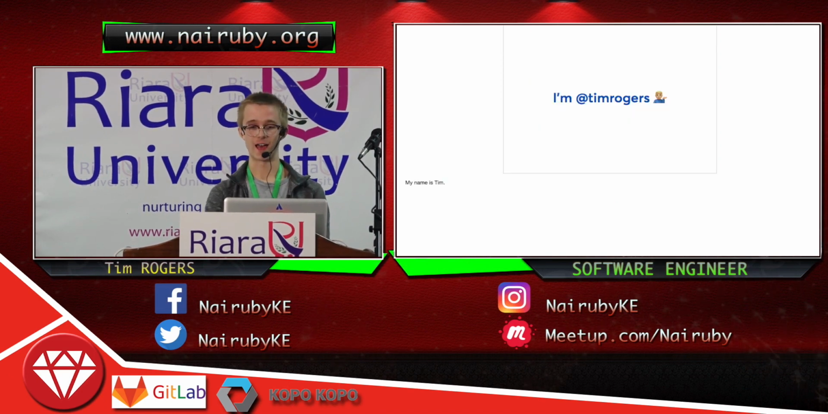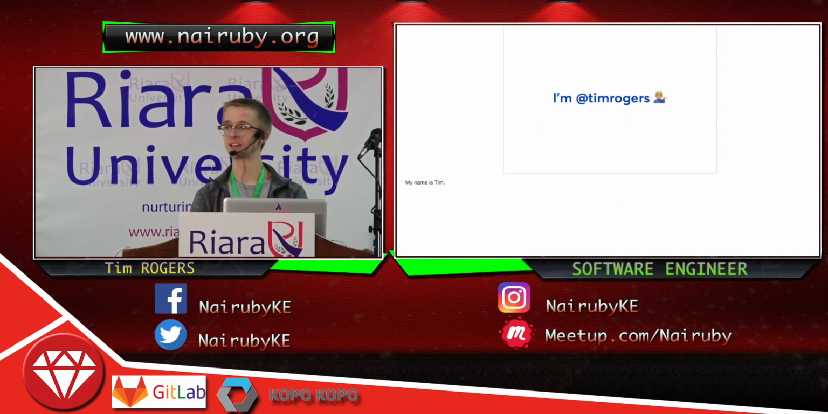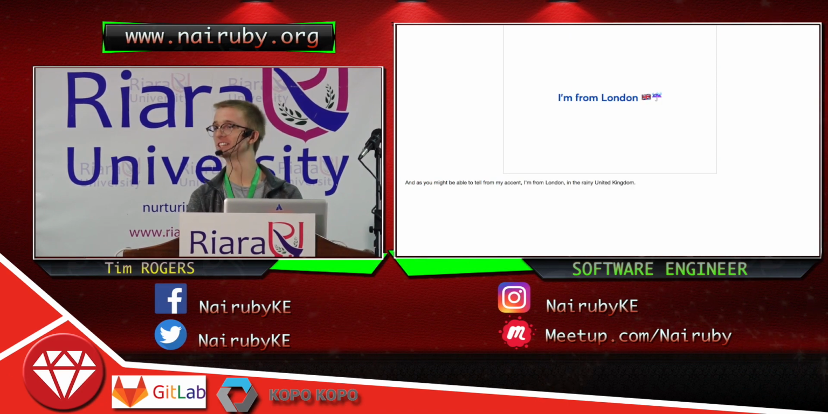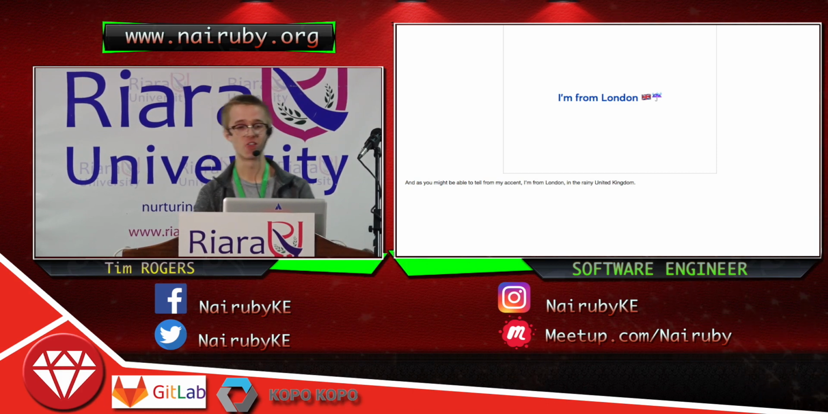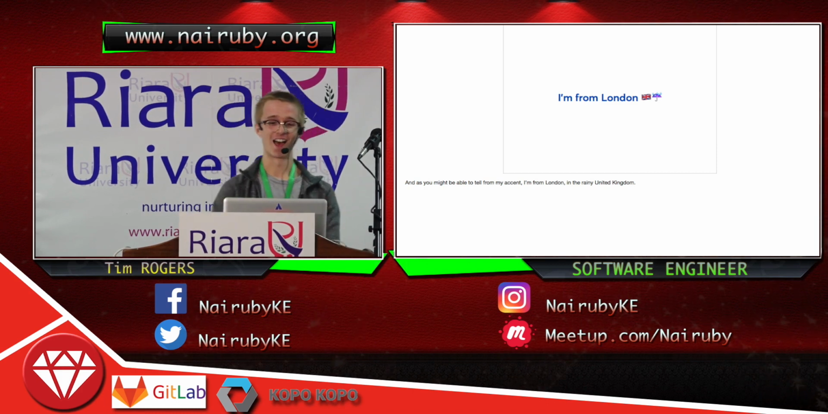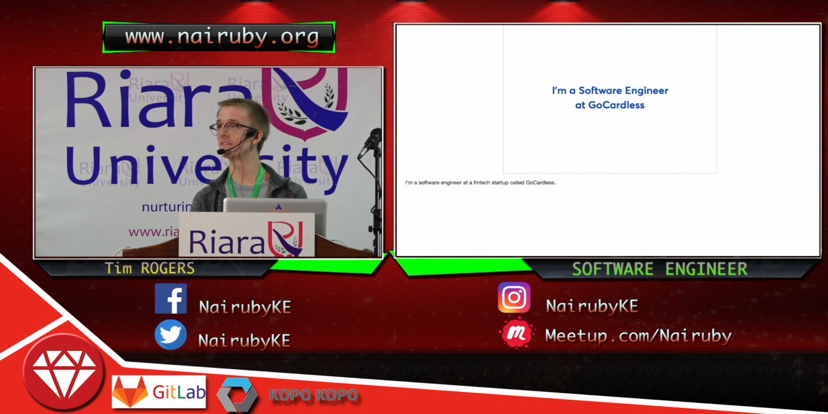I'm Tim Rogers, and as you might be able to tell from my accent, I'm from London in the rainy United Kingdom, although actually at the moment the weather at home is better than here, surprisingly. We're going through a heat wave in London. It's sort of 30 degrees or so. I'm a software engineer at a fintech startup called GoCardless.